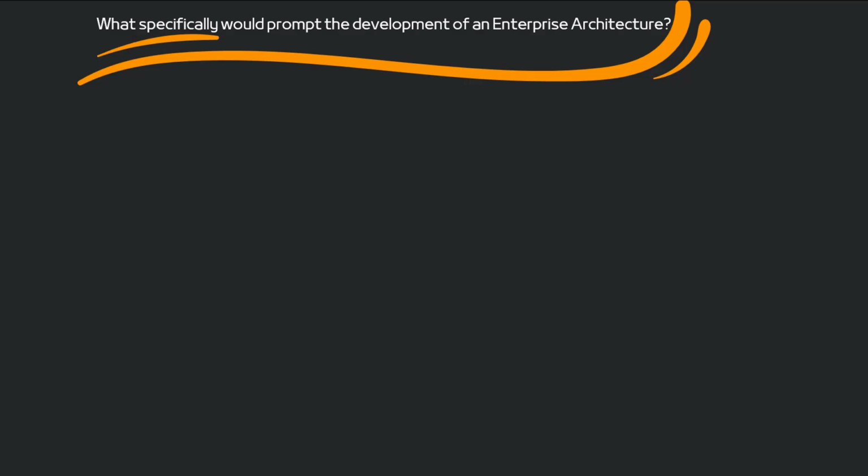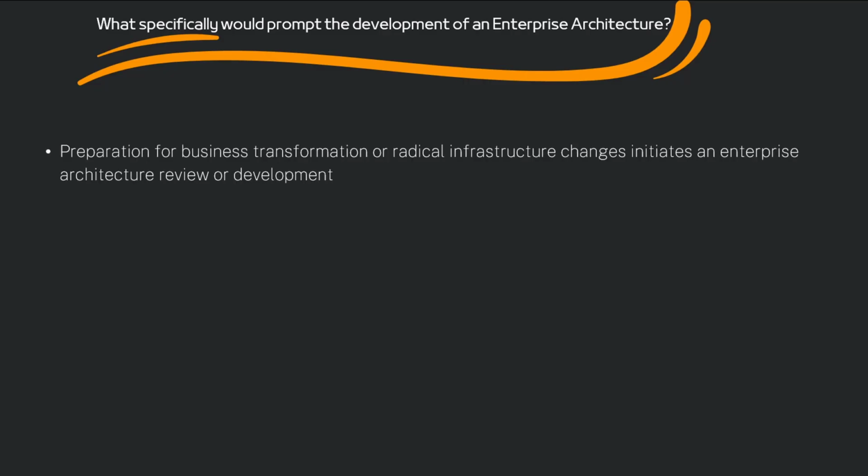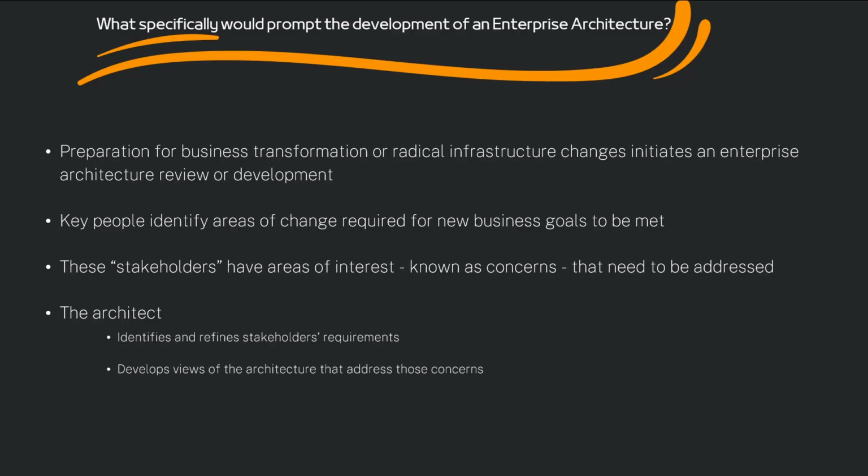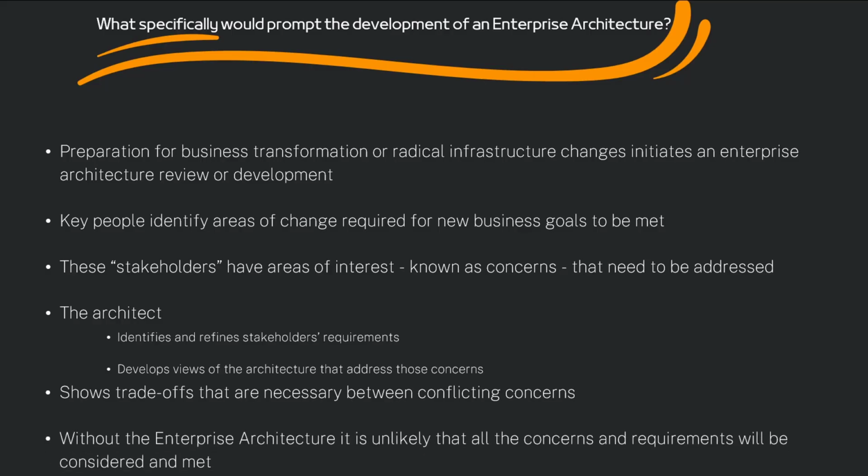What specifically would prompt the development of an enterprise architecture? Preparation for business transformation or radical infrastructure changes initiates an enterprise architecture review or development. Key people identify areas of change required for new business goals to be met. These stakeholders have areas of interest known as concerns that need to be addressed. The architect identifies the relevant stakeholders' requirements, develops views of the architecture that address those concerns, and shows trade-offs that are necessary between conflicting concerns. Without the enterprise architecture, it is unlikely that all the concerns and requirements will be considered and met.